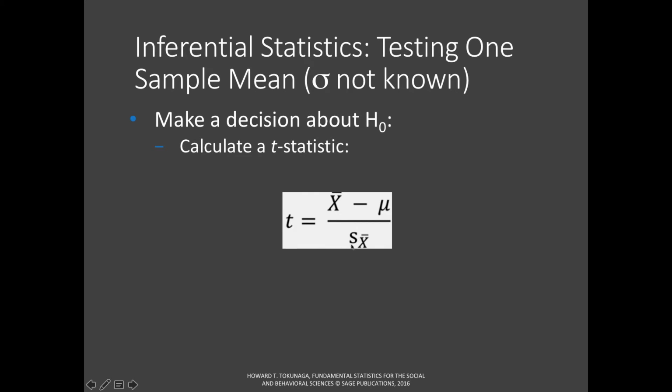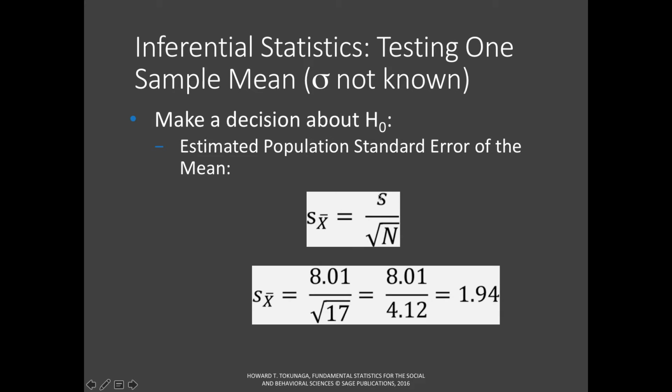Yay! We're going to reject it because 4.63, the t value we found, is higher than 2.12, which is that cutoff value. If it was less than that, then we would accept the null hypothesis. But because it's greater, we reject the null hypothesis.